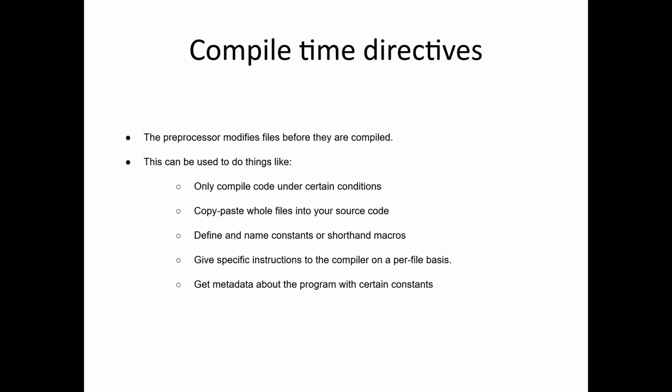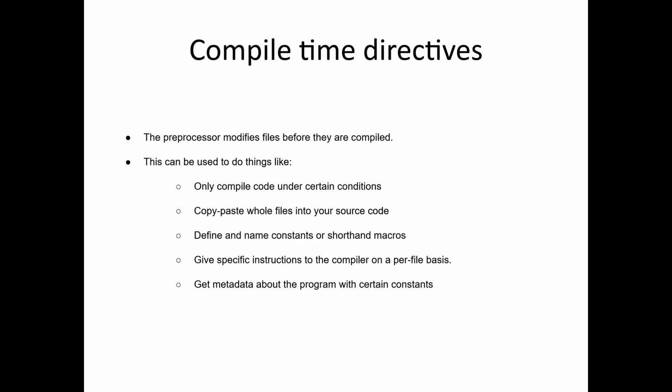It can be used to do things like only compile certain code. For example, if you wanted to have multi-platform code, you could have certain code get compiled for Linux, certain code get used for Windows, and certain code get used for other platforms, while still sharing the rest of the code. It can copy-paste whole files into your source code. That's how you essentially add libraries to your source code, more or less.